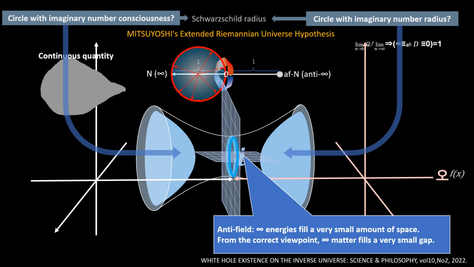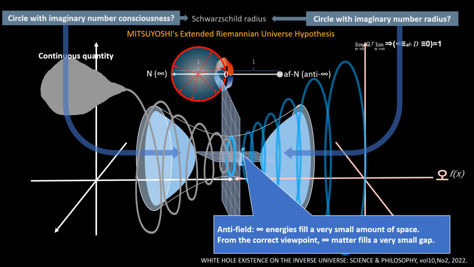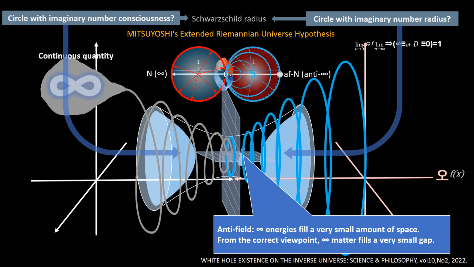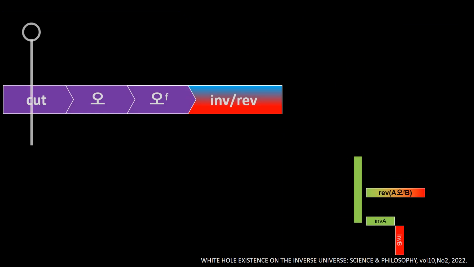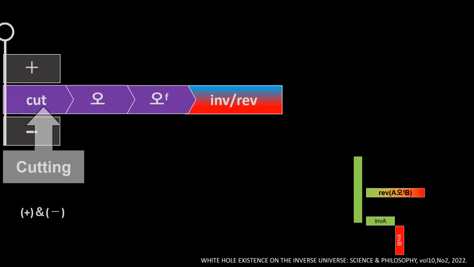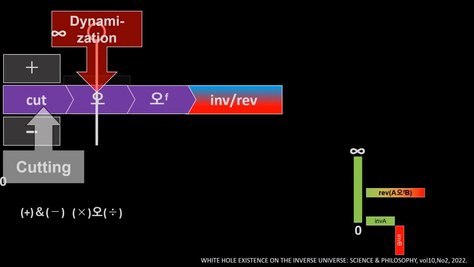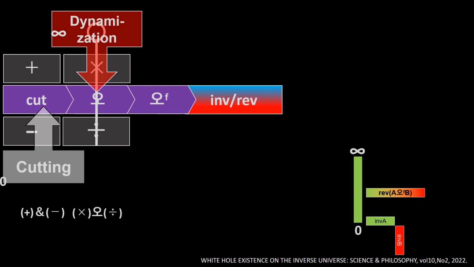Anti-field infinity energies fill a very small amount of space. From the correct viewpoint, infinity matter fills a very small gap. In the true field, when the fabric of four arithmetic additions and four arithmetic operations passes through the quantum gate and shifts to the opposite world, the Mitsuyoshi operations, which were calculations of continuous quantities, become separate, and the four arithmetic operations, which were independent arithmetic, become continuity. This is assumed a qualitative transformation model.